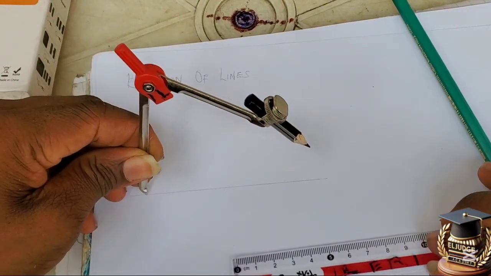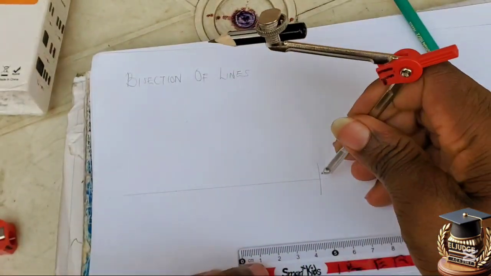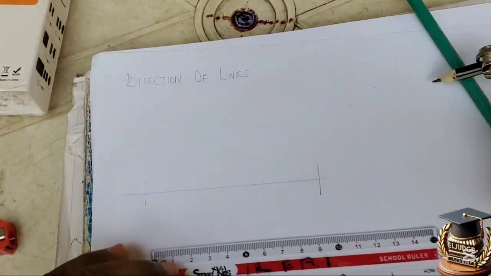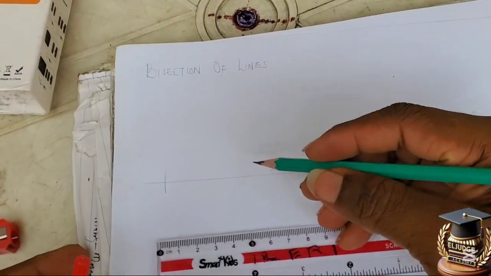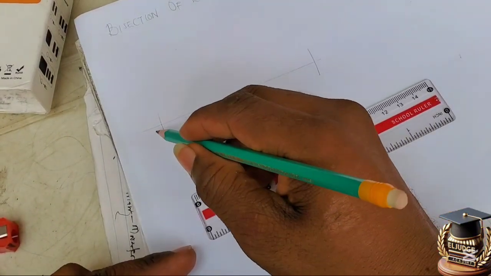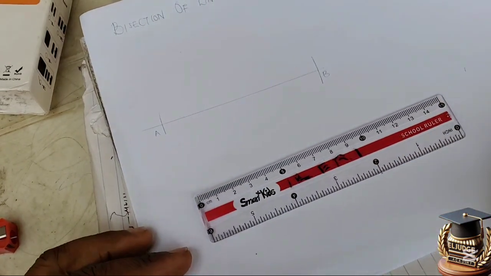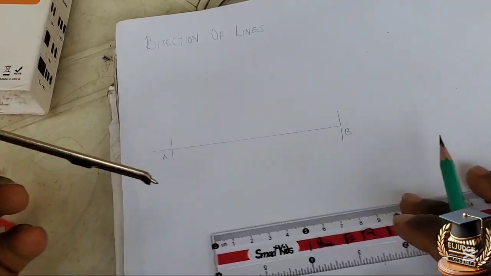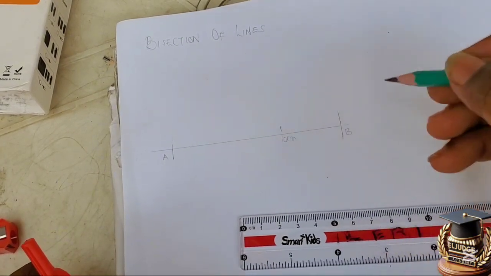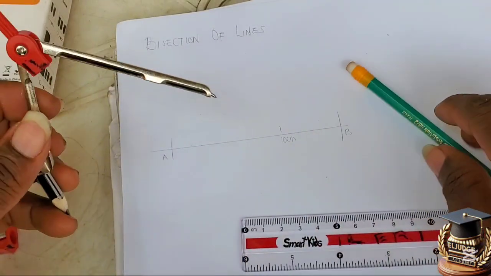So you must make sure you are very accurate. Let's mark this point, point A and point B. So we are to divide this line. This is a 10 centimeter line. We want to divide it into two equal halves.